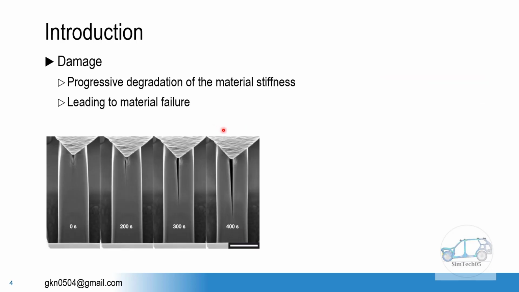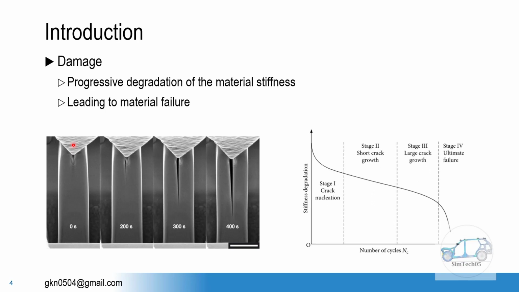So what is damage? In simple words, it's a progressive degradation of the material stiffness, and that degradation in the material stiffness leads to failure. Here you can see one example. The material stiffness starts degrading, and at the end a continuous failure takes place. The stiffness degradation we can observe here with respect to the number of cycles.